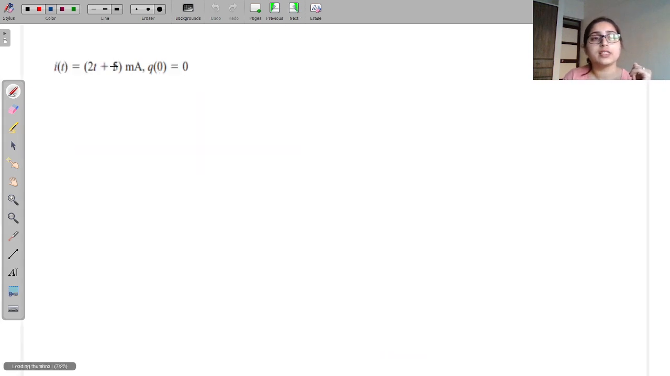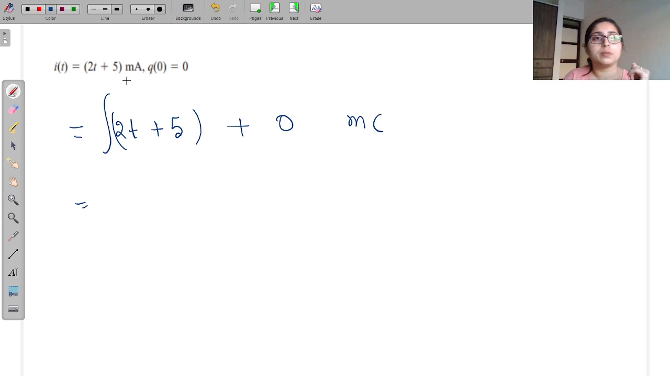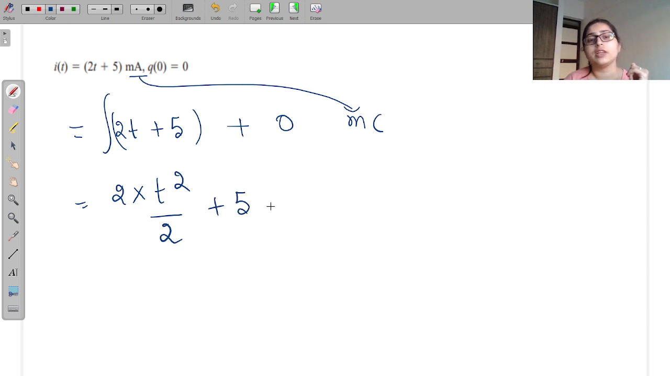Okay. So next is 2t plus 5. So I have to integrate this. Plus 0 millicoulomb. It is milliampere, so I converted it to millicoulomb. What is the integration of this? Integration of a constant is t. So it is t square plus 5t millicoulomb.